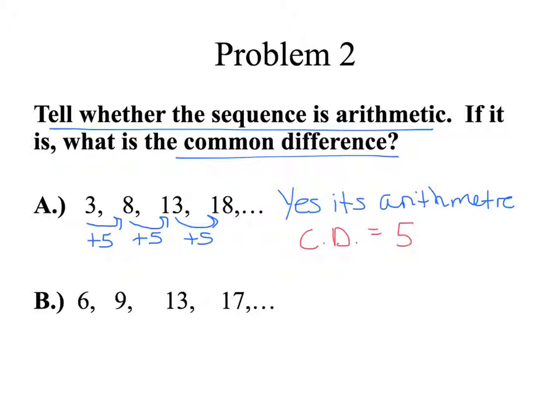Okay, and let's try the next one: 6, 9, 13, 17. From 6 to 9 would be plus 3. From 9 to 13 would be plus 4. And from 13 to 17 would be plus 4. Because we don't have a common number here, this one would be no. No, it's not arithmetic because we're not adding on the same number each time. And if it's not an arithmetic sequence, then it doesn't have a common difference.